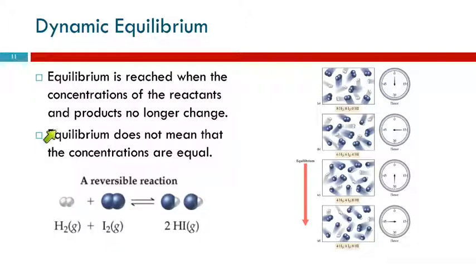What is important to understand is that being at equilibrium does not mean that the concentrations of reactants and products are equal. It's not that it's 50-50, half and half. Exactly where that equilibrium lies depends on a bunch of other factors, but it's not just in the middle.